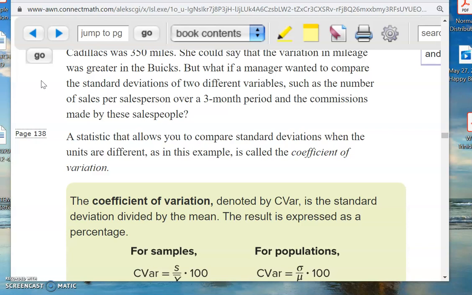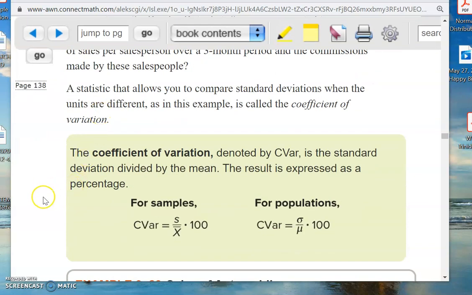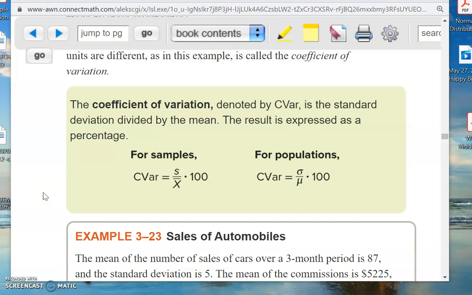So if we want to make that kind of comparison for whatever reason, then what we use is a different measure. It's a statistic. It's not a parameter. It's a statistic because it is comparing samples, and we call this the coefficient of variation. Coefficient is a kind of generic term. We use it all the time in mathematics. It just basically means a number.